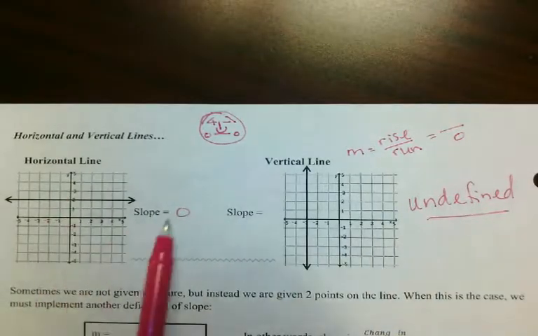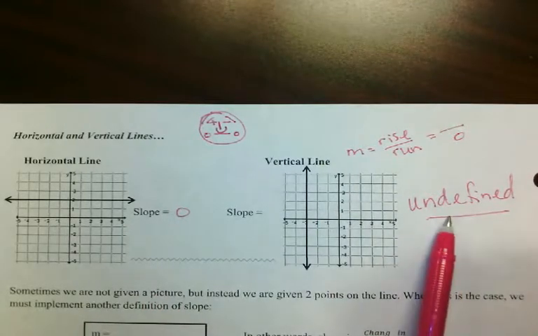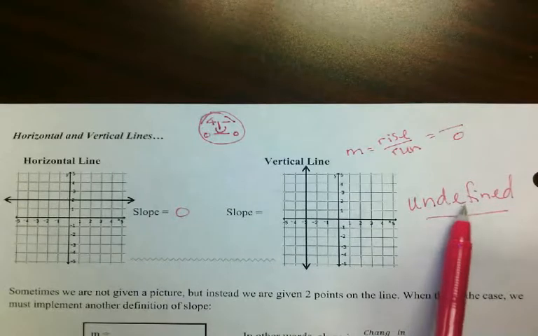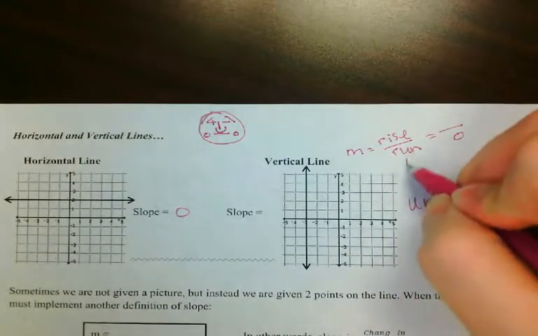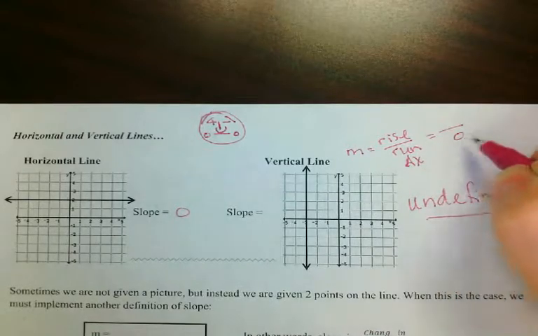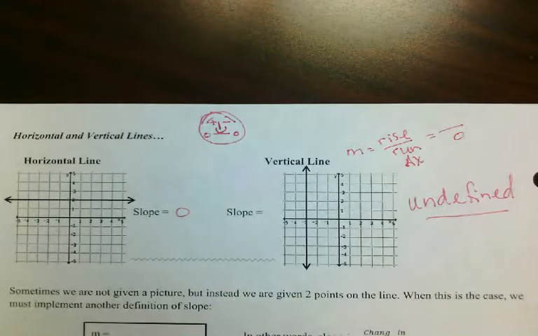So for a horizontal line, we know the slope is 0. For a vertical line, we know that the slope is considered undefined. And the reason it's undefined is because the run in this case, or the change in our x value, is 0. And because of the definition, we can't divide by 0. So that's why our slope is undefined in this case.